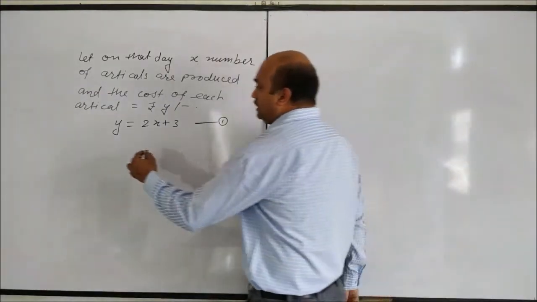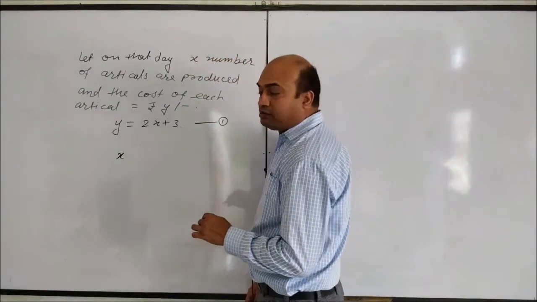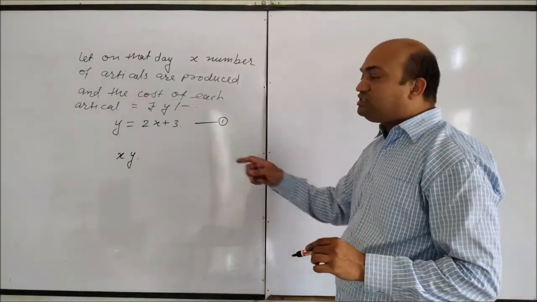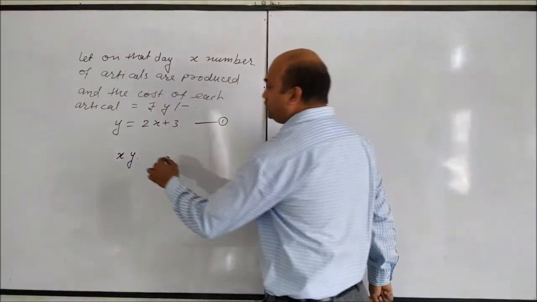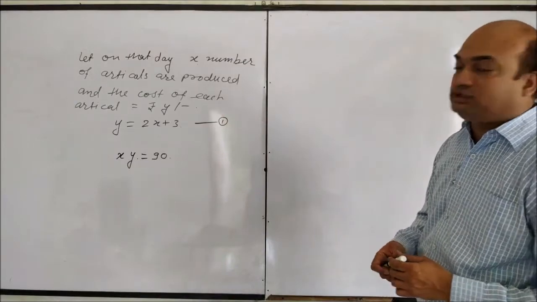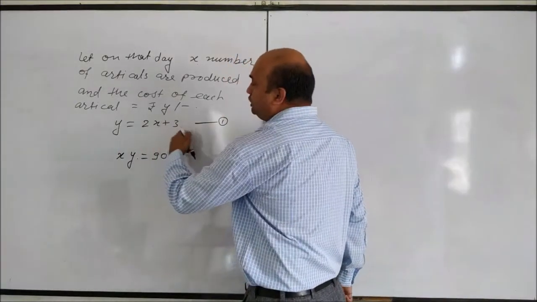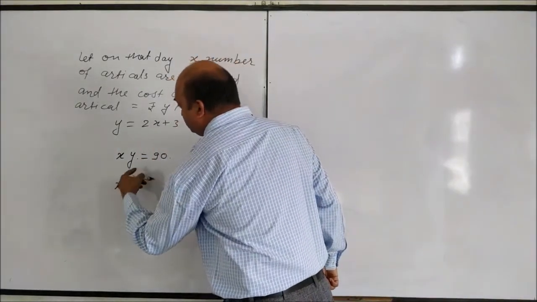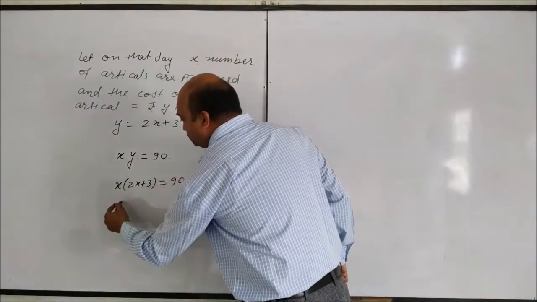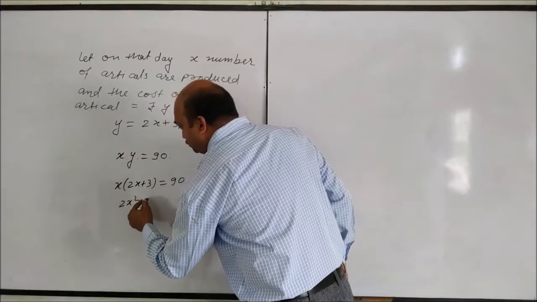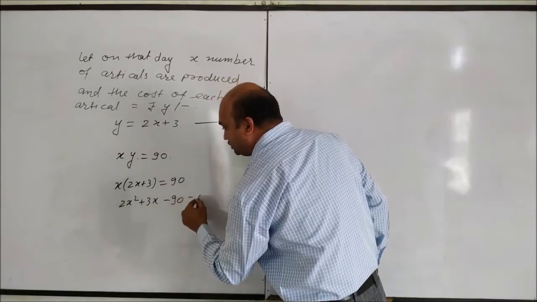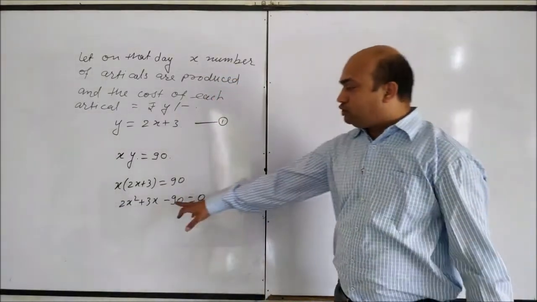And you see, x number of articles are produced and the cost of each article is y, so x into y is the cost of total production, that is 90 given. So x into y is equal to 90. The value of y, 2x plus 3 we put here, this x same and y we put as 2x plus 3 is equal to 90. This will be 2x square plus 3x minus 90 is equal to 0. This is the quadratic equation. We want to solve this equation.